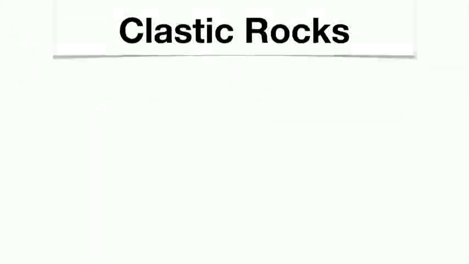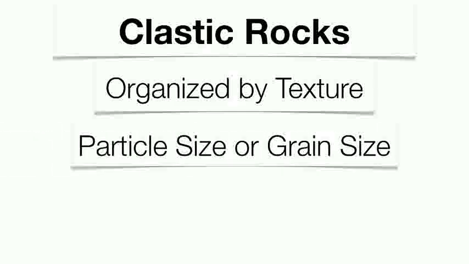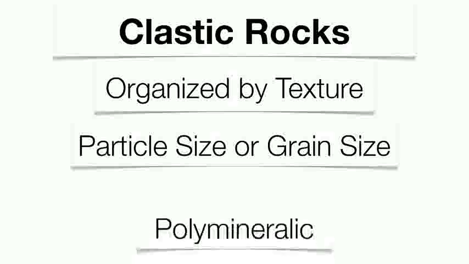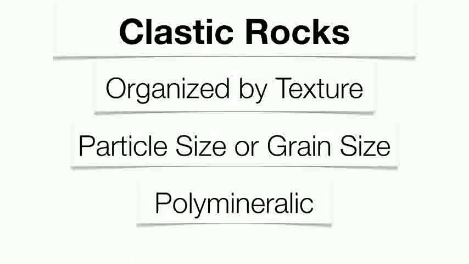So what's important here is to understand that clastic rocks are organized by texture. We have 5 rocks. We have conglomerate, breccia, sandstone, siltstone, and shale. They're all organized by the size of the particle that's going to get glued together. Now all 5 of those rocks I just mentioned are going to be polymineralic, which means that they're going to be made up of many minerals.